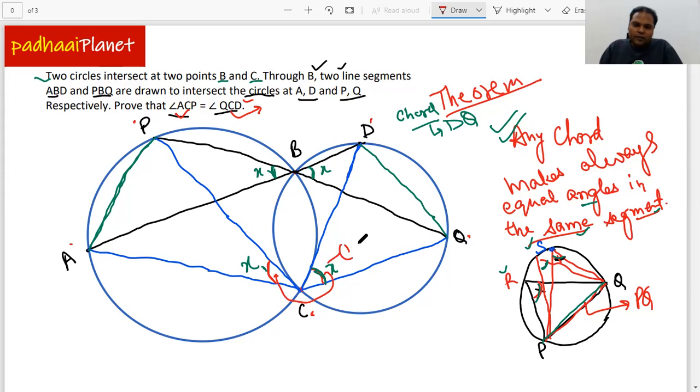This is how we did it. We first linked this angle with this one, which got equal being vertically opposite angles, and then this 3 got linked up with this angle, because 3 and 4 are the same segment angles, and here 1 and 2 are the same segment angles.